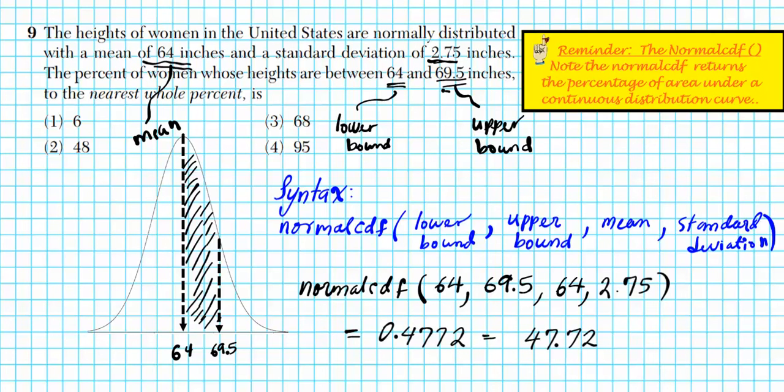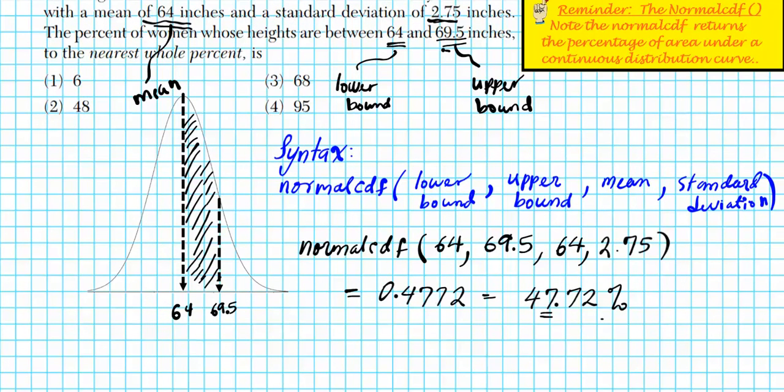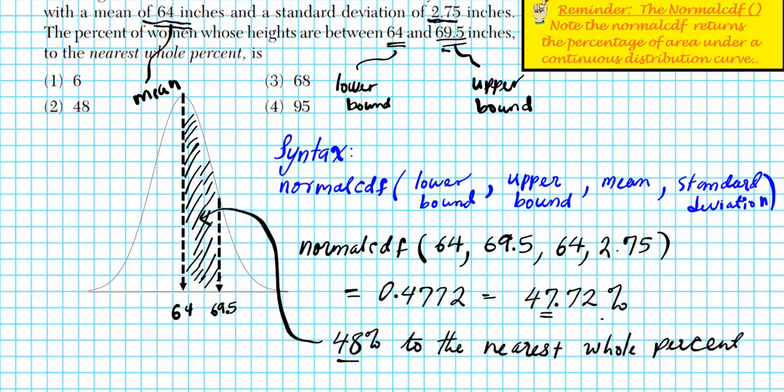47.72. Well, let me make sure I rounded it correctly. So yeah, okay. Percent. We also rounded to the nearest whole percent, so we are rounding to the ones place. Look at the number to the right. It's 5 or greater, so we're going to round up. Okay, we're going to carry one over, so it's going to be 48% to the nearest whole percent. That's what we were asked to do. All right. So that's basically the percentage of the population that's represented by this shaded region right here. Answer to number 9 is option number 2.